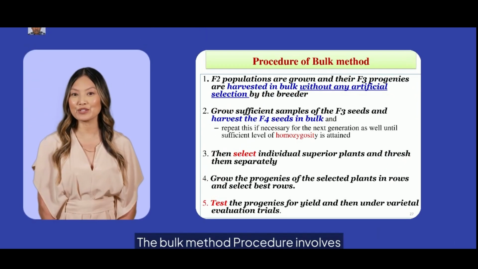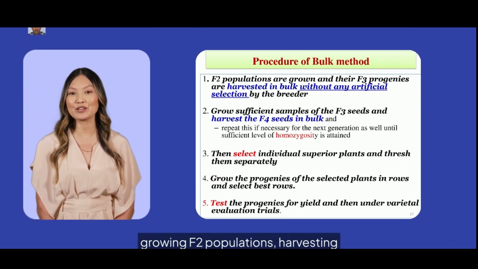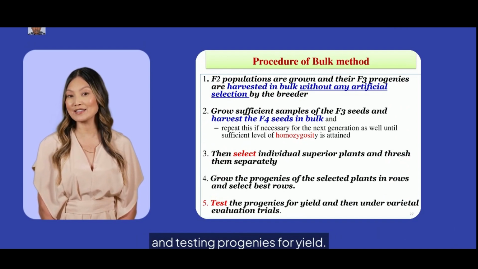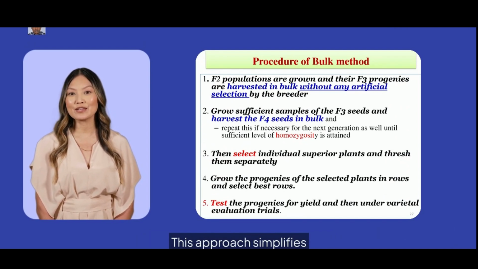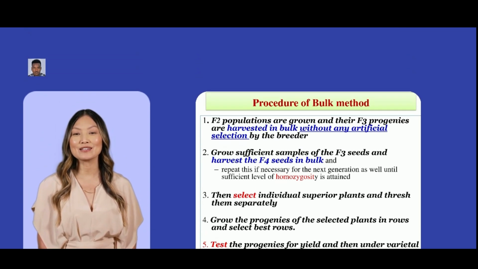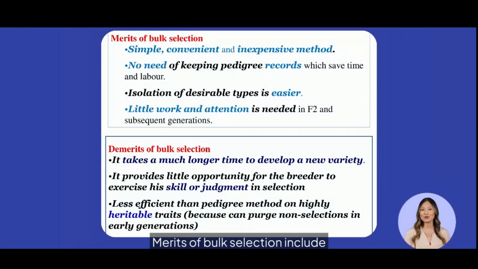The bulk method procedure involves growing F2 populations, harvesting in bulk, selecting superior plants, and testing progenies for yield. This approach simplifies breeding but requires more time to develop new varieties. Merits of bulk selection include simplicity and cost-effectiveness, while demerits involve longer development times and less efficiency on heritable traits. It offers limited opportunities for breeder skill application.